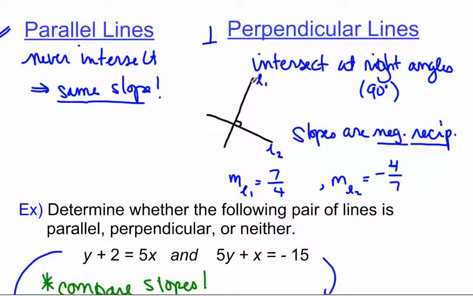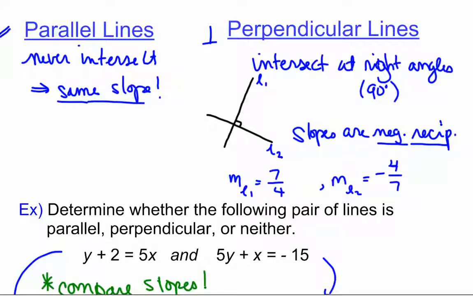But you also notice that L1 is kind of steep compared to L2, which goes down and is not so steep. It turns out that slopes of perpendicular lines are negative reciprocals of one another. That means they're opposite in sign and the flip of each other. So if L1 has a slope of positive 7/4, L2 would have a slope of negative 4/7.